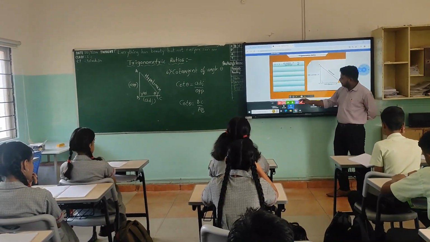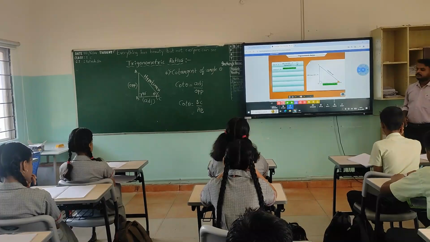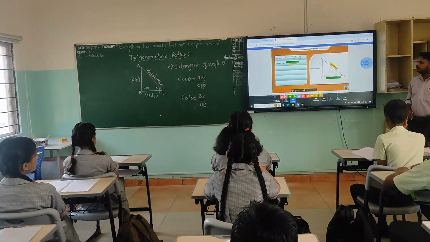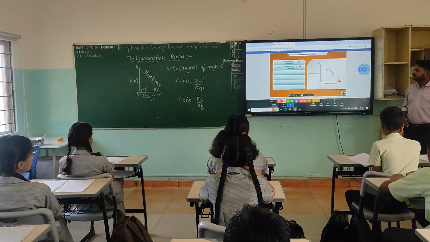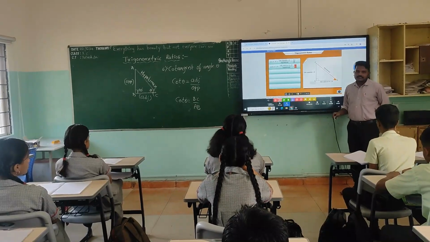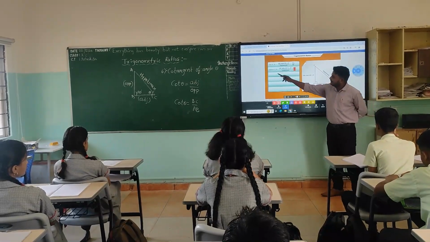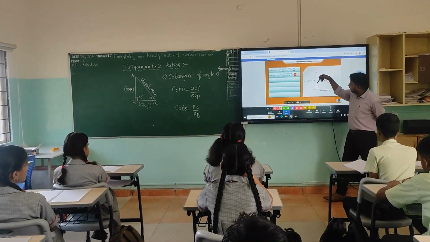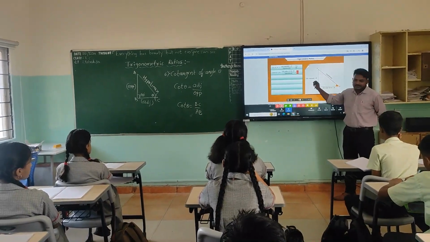First ratio. Next, second. Cosine of angle R is equal to the side adjacent to angle R divided by the hypotenuse. So cosine of angle R is QR upon PR. Second ratio, cos. What is the meaning of cos? It means adjacent by hypotenuse. Adjacent here is QR, hypotenuse PR. So QR by PR. Second ratio.